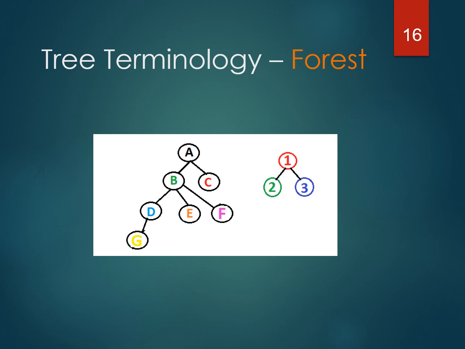Next is a forest. Set of disjoint trees is a forest. So there is no connection, no similarity between this tree and this tree. So they form a forest.